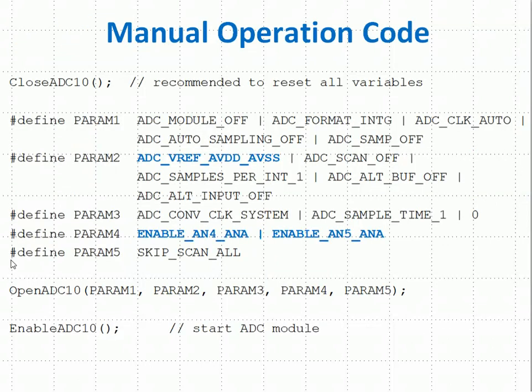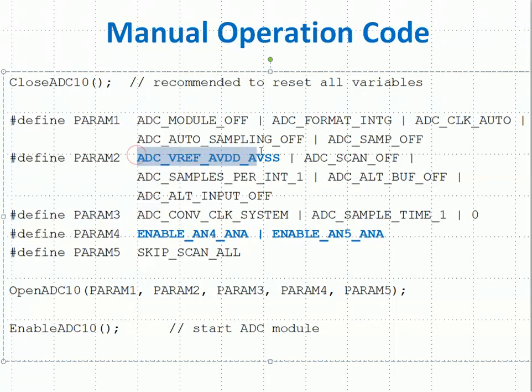So here's my manual operation code. The ones we're going to concentrate on, that you'd ever have to worry about, is changing this one, because you might need to use external references. And down here, you have to say which pins are being used. We're going to just use, in this example, 4 and 5. But if you wanted 0 and 9, 0, 9. So that's all you would do in the manual mode.